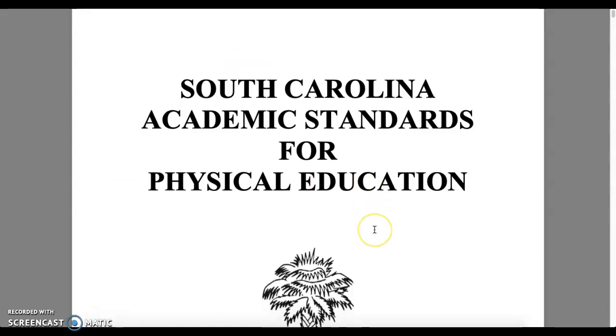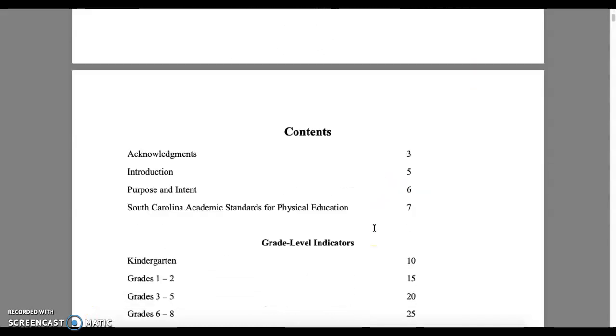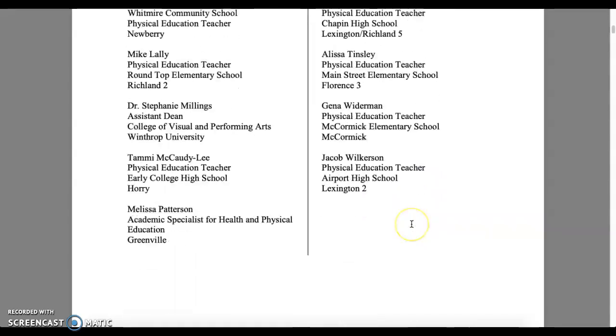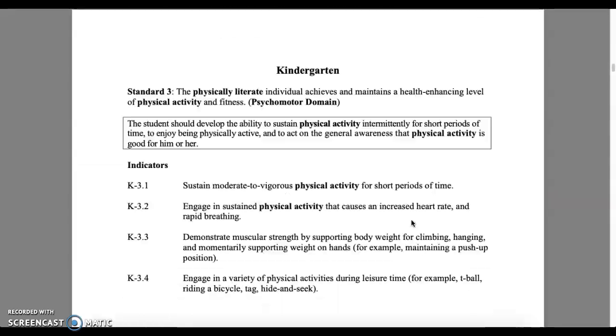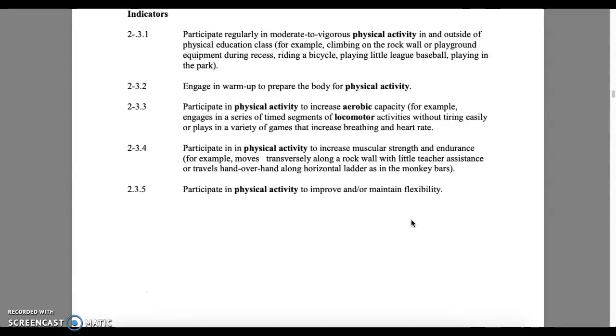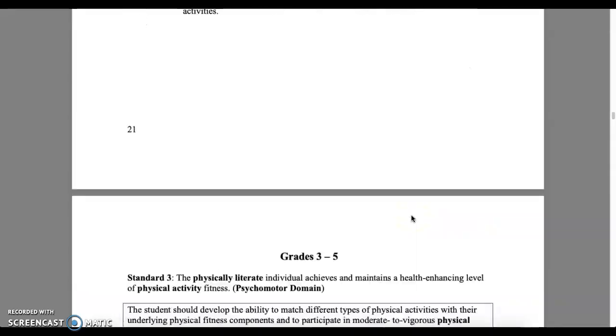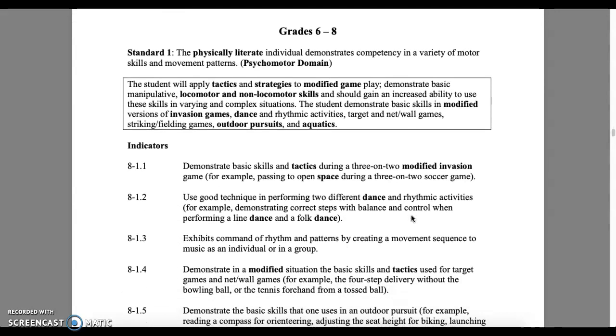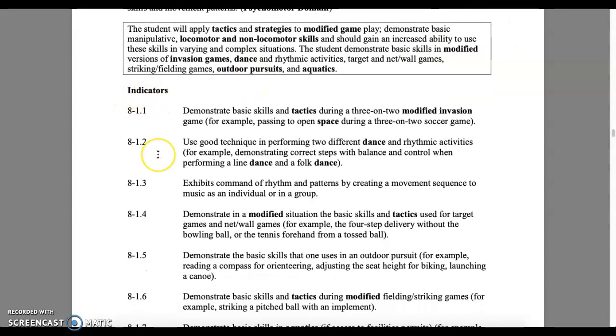It's right here. So you're going to have to find middle school, grades 6 through 8, which is on page 25. So all you're going to have to do is scroll down and find middle school. And it'll start right here. As you can see, standard 1 is up top. So all of the national standards are listed up top here. And then you have what you call indicators listed below.